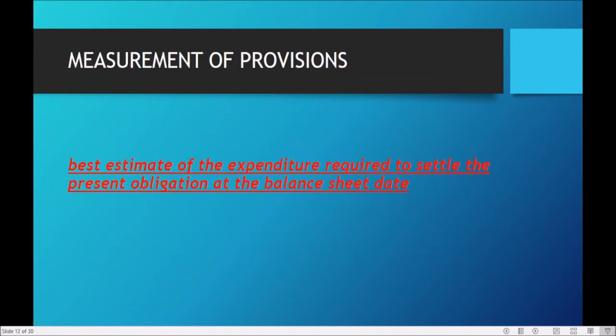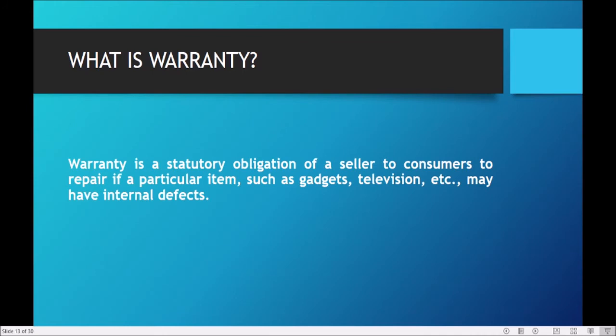Next, measurement of provisions. Kasi the contingent liability, hindi naman natin yun i-measure, usually estimate lang, pero subject for disclosure lang naman yun. Pero unlike the provision, kasi pwede po siyang ma-record, the amount or value of provision will be based on its best estimate. Okay, best estimate of the expenditure required to settle the present obligation at the balance sheet date. Whatever the best estimate at the balance sheet date, that would be our measurement of provision. Okay? What is warranty? Nandito na po tayo sa accounting of some provision accounts.